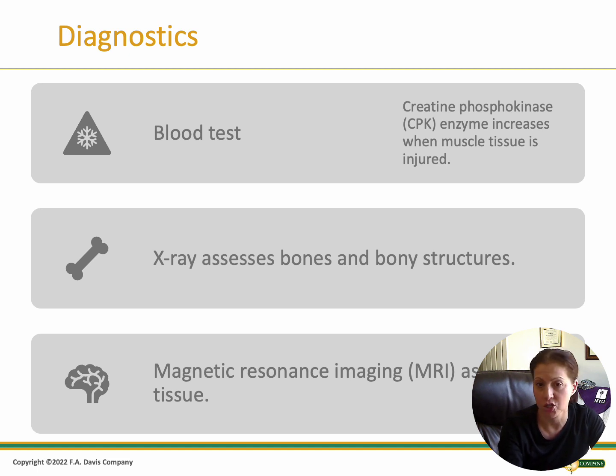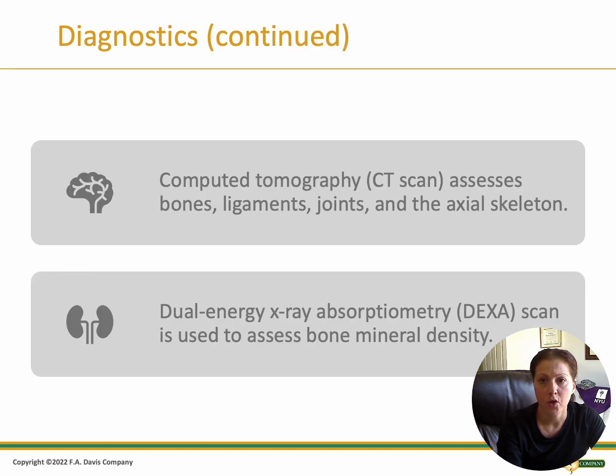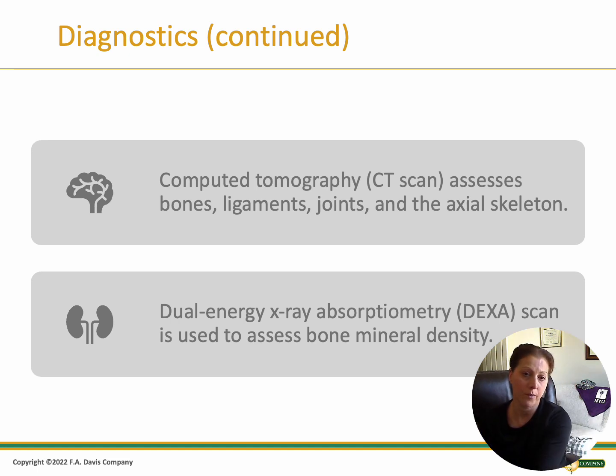An X-ray assesses bones and bony structures, and those use radiation waves to image bones for any deformities, fractures. Magnetic resonance imaging, MRI, is a more advanced form of an X-ray, I want to say, that gives us more in-depth detail about injury to bone as well as muscle. You also have your CT scans, which assess bones, ligaments, joints, as well as the axial skeleton, and then your DEXA scan, or your bone density scan.